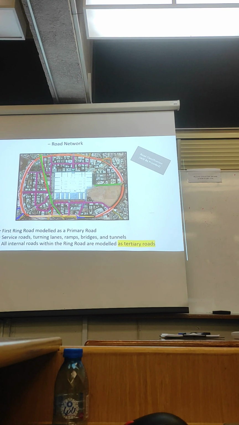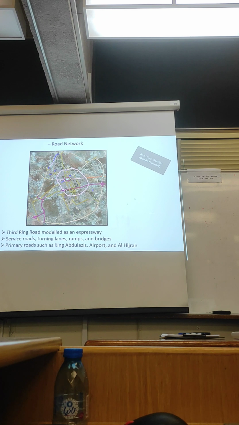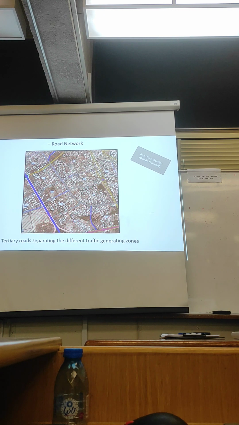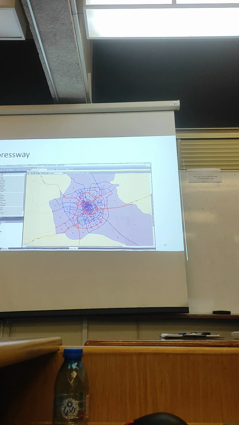As you can see here, this is the primary road, and this is the expressway road, and this is the third ring road with the service road. Yeah, so I just use this file to get the road type. So now we have everything here. So I selected the expressway. As you can see here, this is the expressway. So the capacity 2,000 and the speed 120, and you can see this is the selected one, which is the expressway.